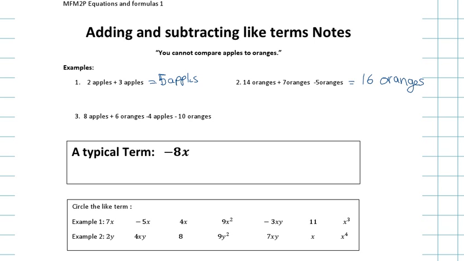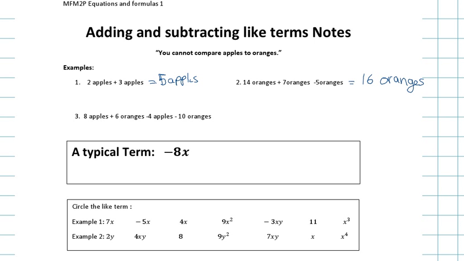Now, how about when I have 8 apples plus 6 oranges minus 4 apples minus 10 oranges? 14. 14 what? Apples and oranges. Can I have 14 apples and oranges? That becomes a fruit salad. Right? So this is when you can't add them all together.